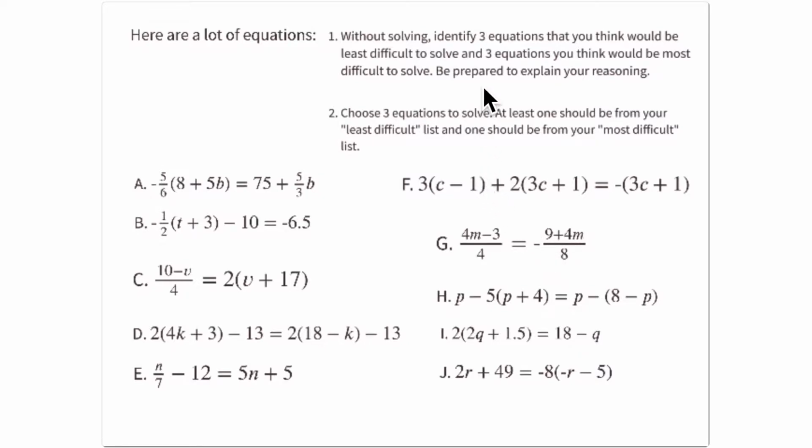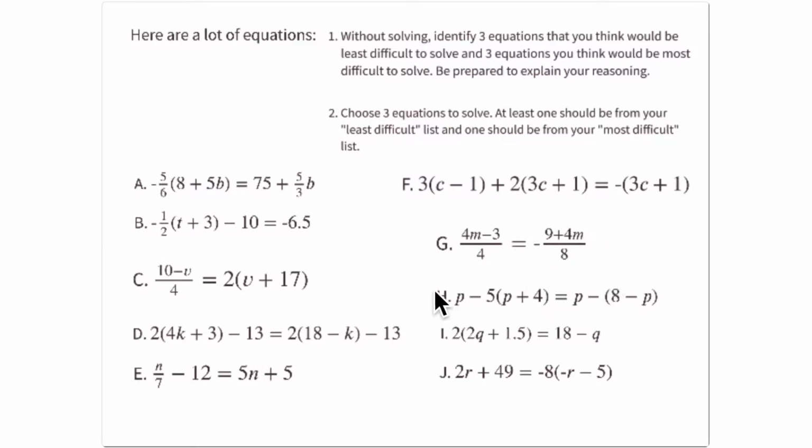So you're supposed to select 3 equations that you think are the least difficult from these 10 equations, and select 3 equations which you think are the most difficult from these 10 equations. And then choose 3 of these equations to solve. One that you think is more difficult, one that you think is easier, and then a third one of your choice, whatever you want to do. I ended up solving all 10 of them.